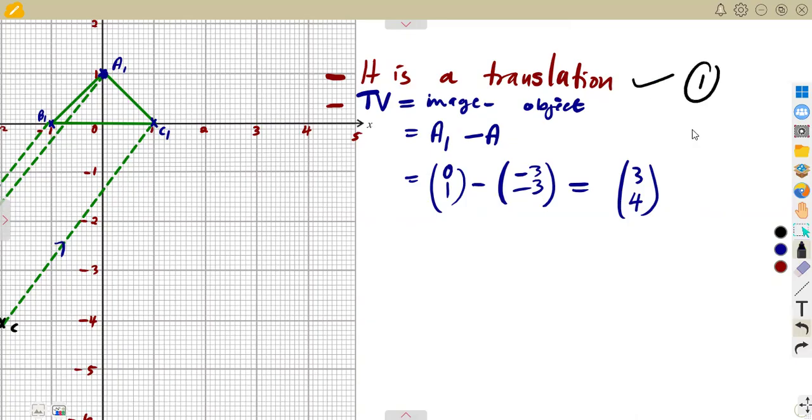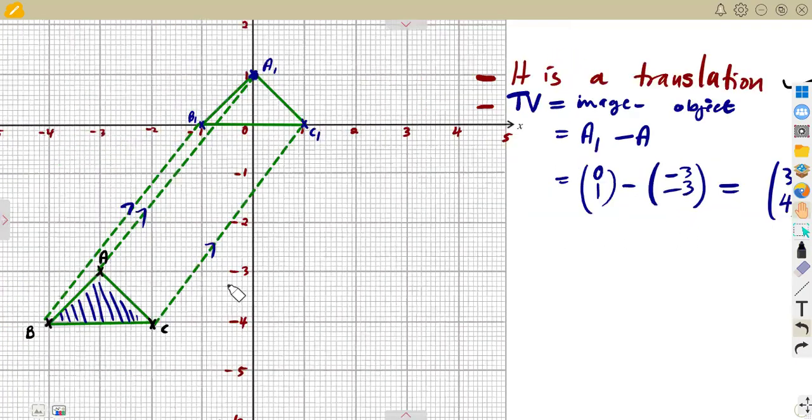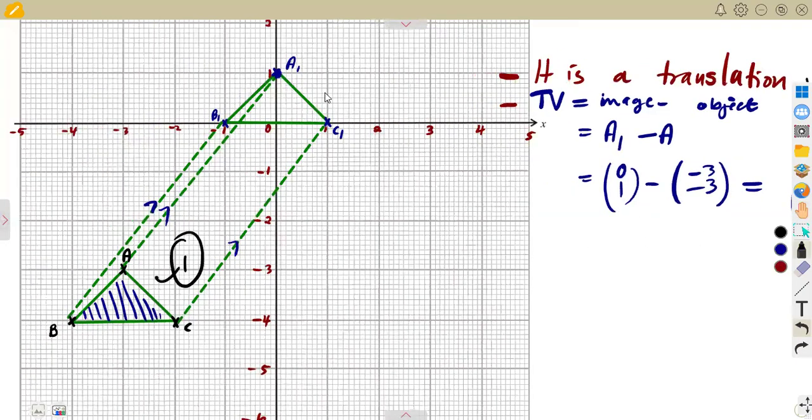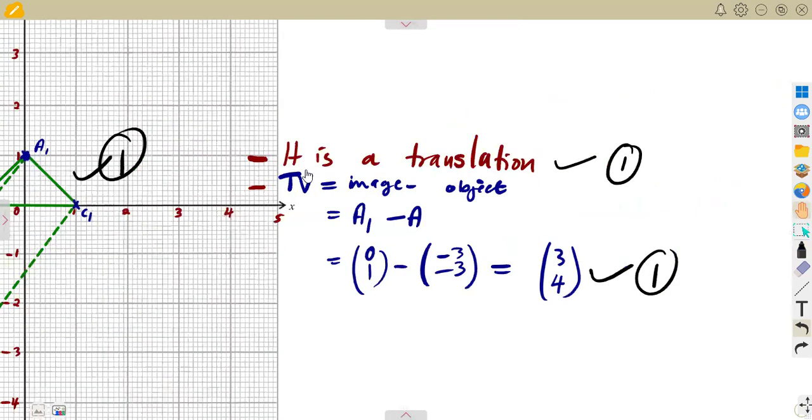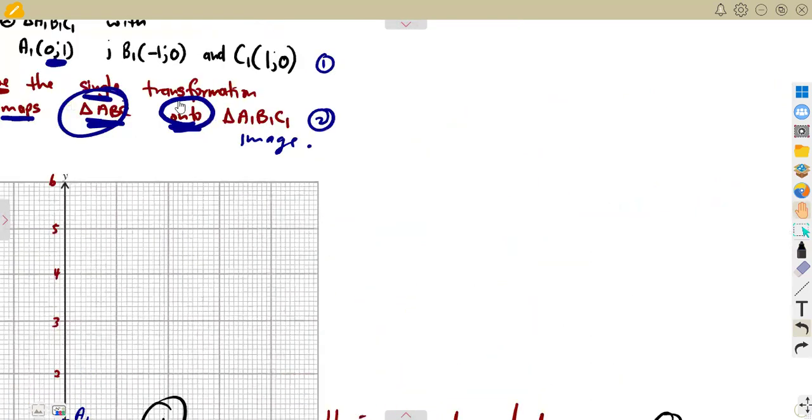So to write the translation vector, that's a mark. Already, there is a mark to draw the object, a mark to draw the image. So we've got 4 marks on a question on a transformation only. So this is what you can do on this vector. Remember, you can use any point, B1 minus B, it's up to you.